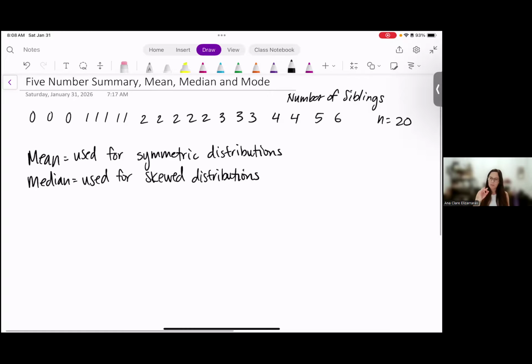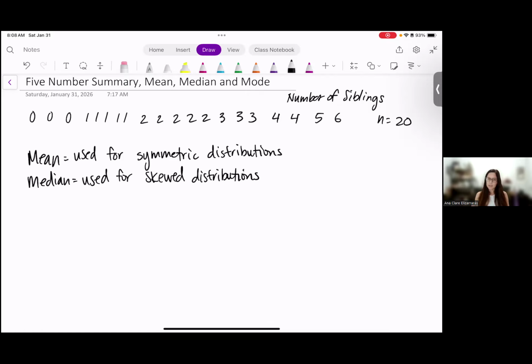The mode is the number that is most frequent. It's not necessarily the best depictor of the measure of center, but we can say this happens a lot, or this number occurs the most frequently. So if you look at our 20 numbers here, the numbers are in order, which is important when you're calculating the median and the five-number summary.